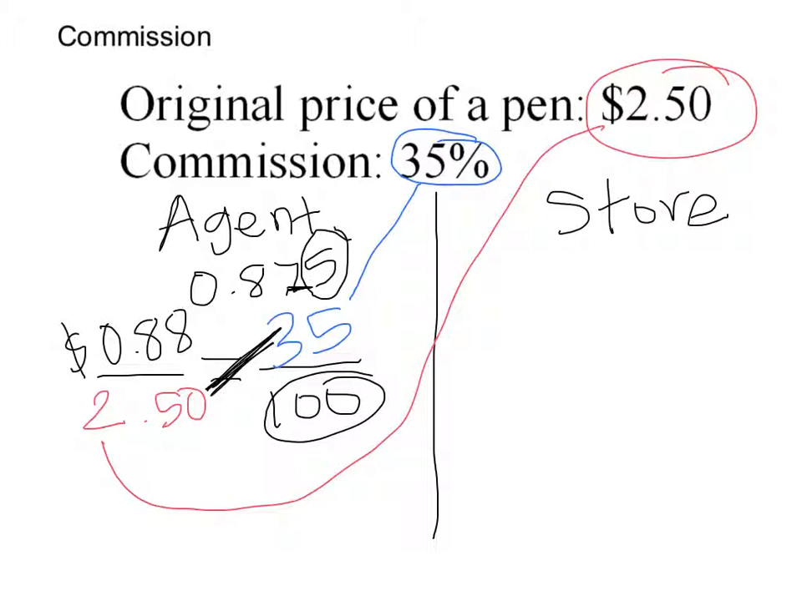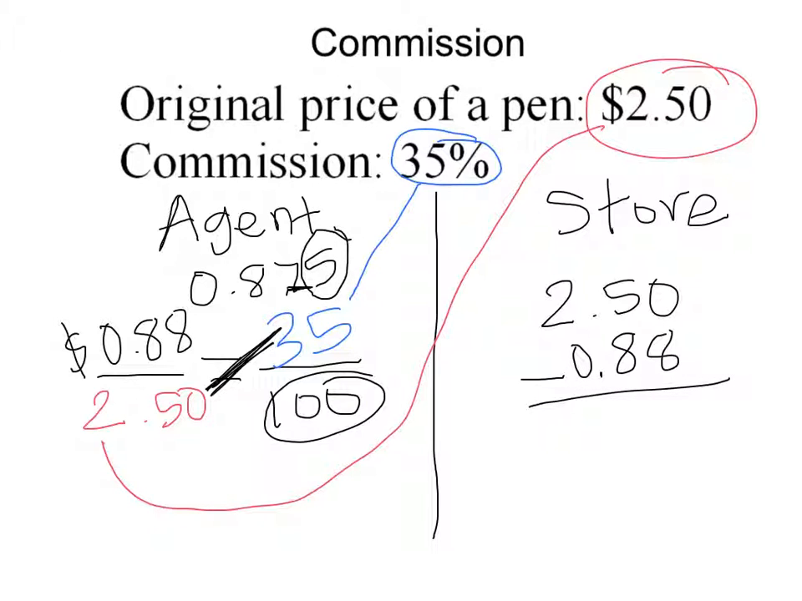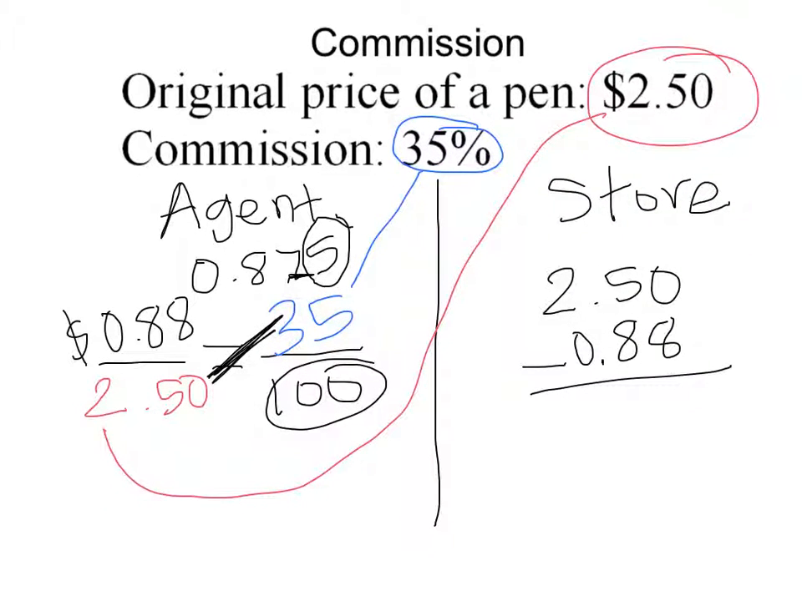Now remember, the store makes whatever's left over. So we're going to start with that 250, subtract 88 cents, and that's going to give us our answer. What we end up with is $1.62. So that's how much the store makes.